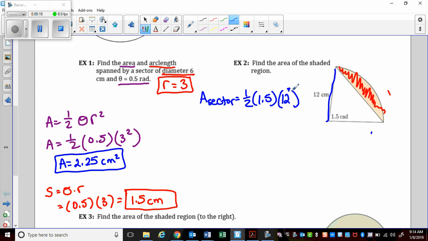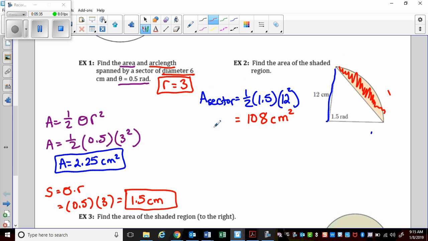And then I have to square it, just the 12. We can just plug this into our calculator. 144, and then 1/2 of that times 1.5 is about 108 centimeters squared. Okay, this is my area of the whole sector.